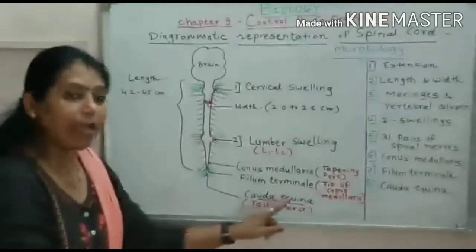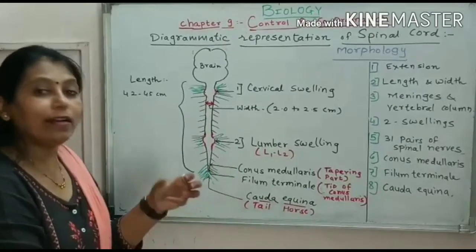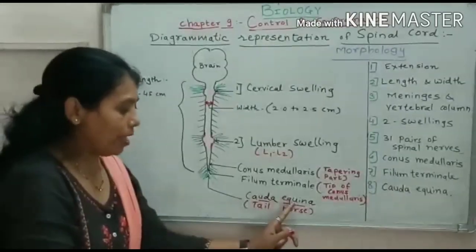Cauda means tail and equina means horse. So these nerves look like the tail of a horse. So that structure is called cauda equina.